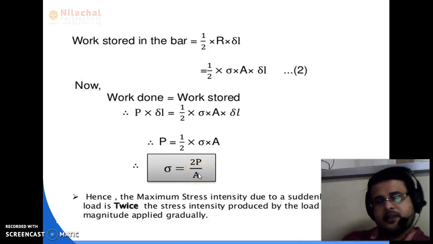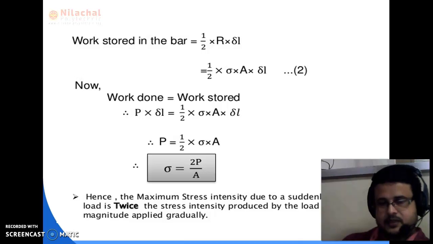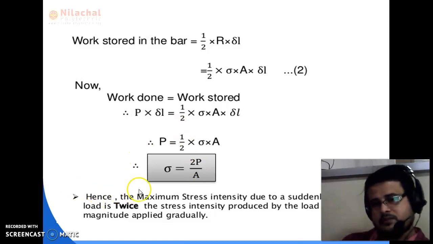So P by A is the stress induced during the gradually applied load. So from this we conclude that the stress produced in case of suddenly applied load is 2 times that of the stress produced in gradually applied load.